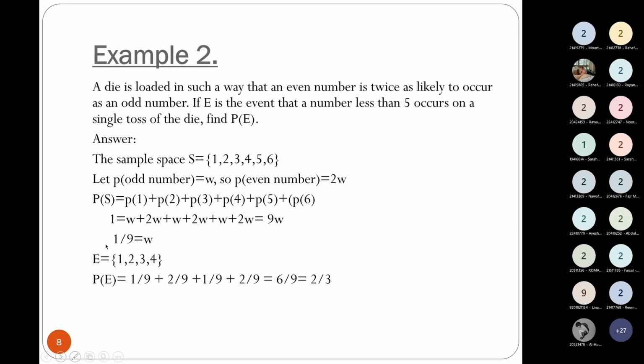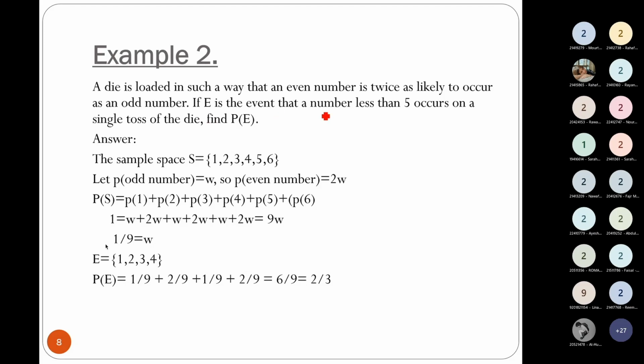Look at the second example. A die is loaded in such a way that an even number is twice as likely to occur as an odd number. For example, here we have a die with more than 6 faces, because an even number, for example 2, may have 2 faces for 2. 6 is also even. The 6 has 2 faces, and so on.